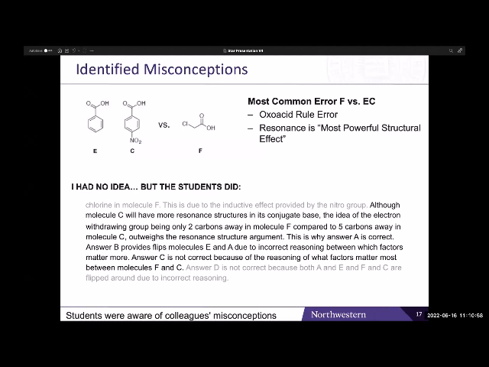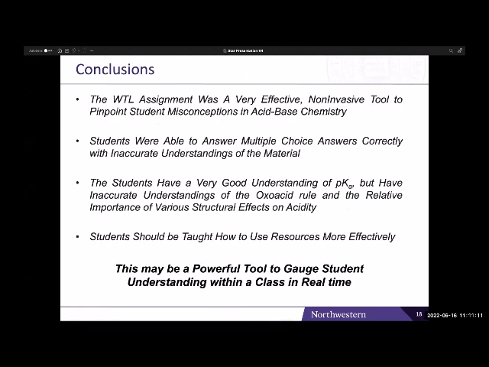But the students, in their incorrect responses, designed them because they knew that their colleagues would have issues with these 2 problems, which I thought was great. And this was seen multiple times. But in conclusion, the Writing to Learn assignment was a very effective, non-invasive tool to pinpoint student misconceptions in acid-base chemistry. I was able to determine exactly what misconceptions they had on this topic, and I just had to have them write an assignment, and using the cluster analysis to help me pinpoint where to look, it only really took 3-4 minutes of analysis for each student's response.